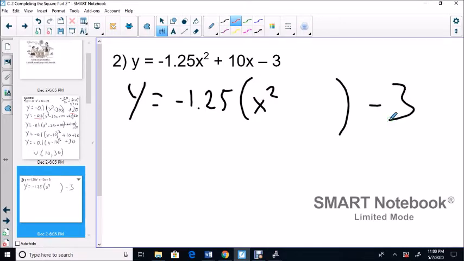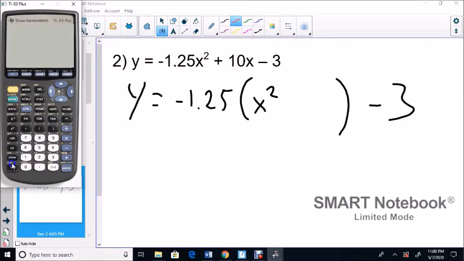Now we've got to figure out that something. We're going to use our calculator. So we go to our calculator here. You go 10 divided by negative 1.25.